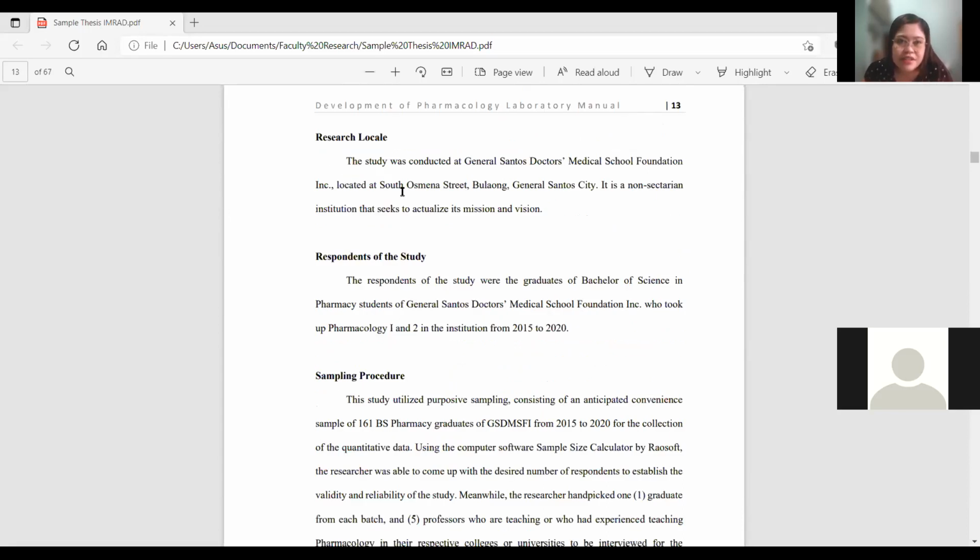For the research locale, again, this study is conducted at GSD-MSFI. It's a non-sectarian institution, but since this is not a complete paper, I was not able to give the brief introduction or history of the school, and I have not yet placed the specific mission and vision of the school. But when you write this, you have to include those things, okay?